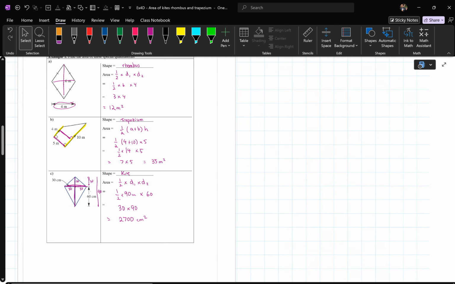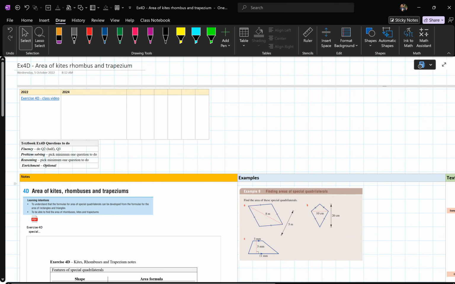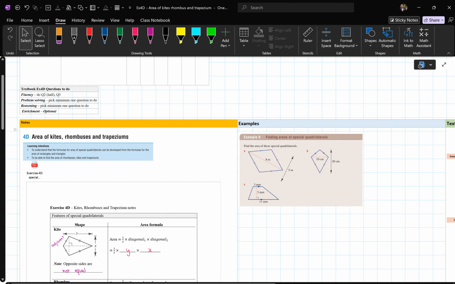All right, there you go. So that is it for today's lesson. It is pretty straightforward. Just two formulas to work with, and you have to identify the three different shapes. Okay.